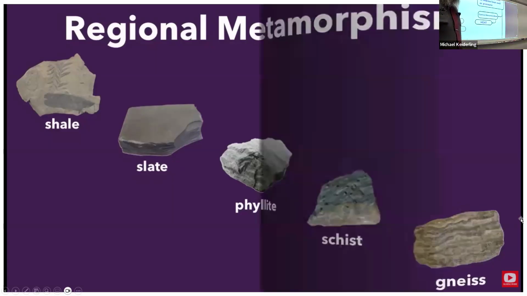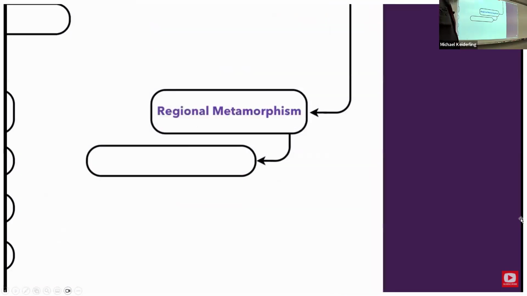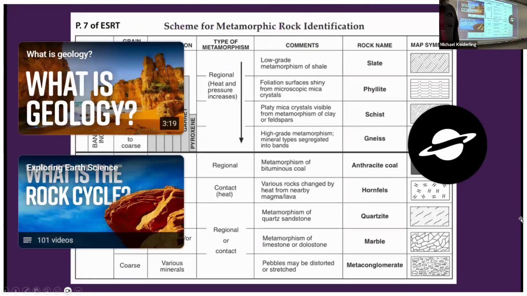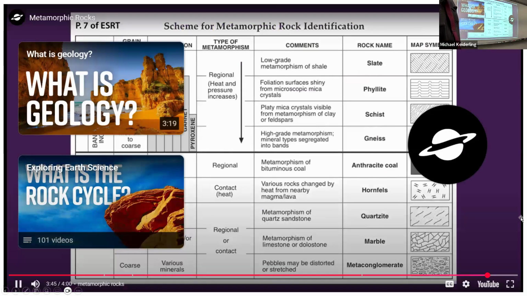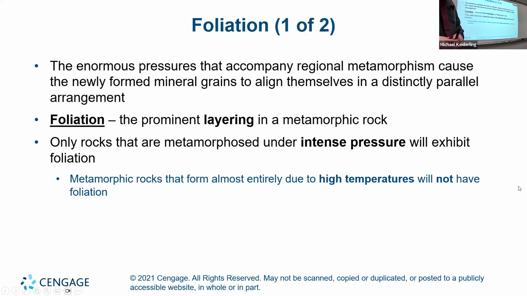Let's go back to our flowchart. So our second type of metamorphism is called regional metamorphism, and this is caused primarily by pressure. Of course, all of this is summarized in your reference tables on the metamorphic rock chart on page 7. You'll notice type of metamorphism, composition, what minerals are involved, how big the crystals are, whether it has banding or not, the names of the rock, and the map symbols. And of course, we'll learn lots more about this.